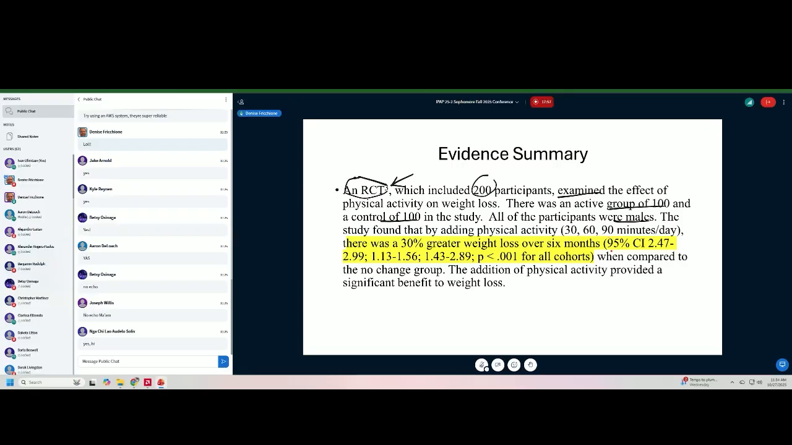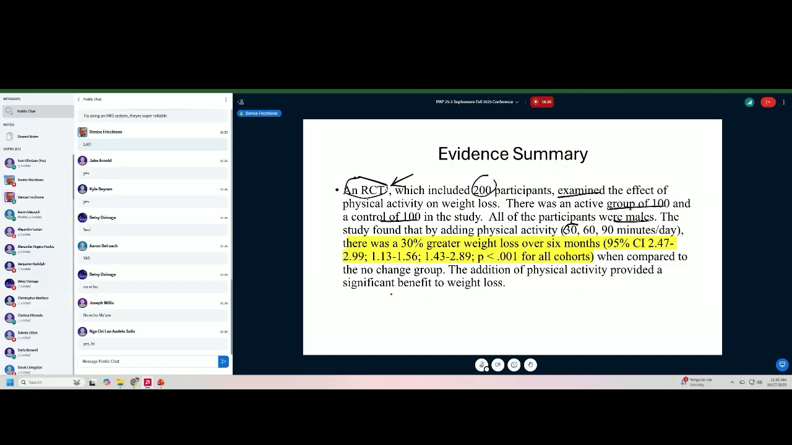The actual data is presented in parentheses. So you had a 95% confidence interval, and the interval itself was 2.47 to 2.99. That was for the first group, the 30-minute group. And then it repeats for the 60 and 90 minutes, and then it gives the overall p-value. We don't present this in narrative form. In medical literature, this is what it looks like when you present statistics. It's boring, yes, but it's clear and to the point.